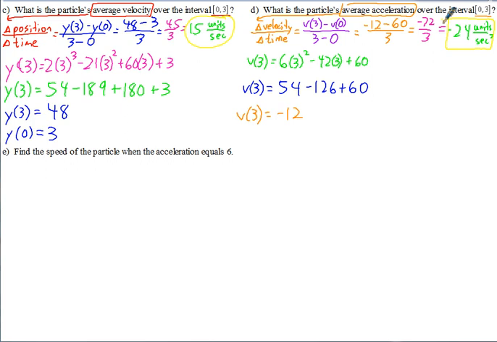Okay. Now, another two-part one. This one says find the speed of the particle. It's our objective, but we're trying to find it when the acceleration equals 6. So first we need to know when the acceleration is 6, so we can set the acceleration function equal to 6. But so far we haven't needed that. We didn't need it for the average acceleration. Now we want the instantaneous acceleration.